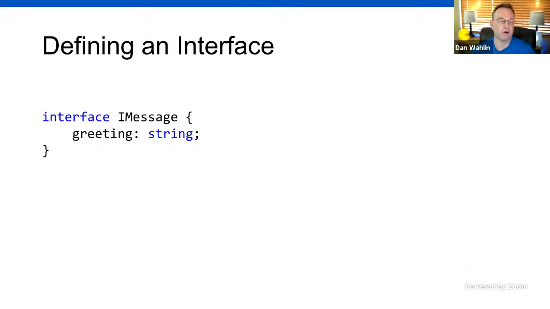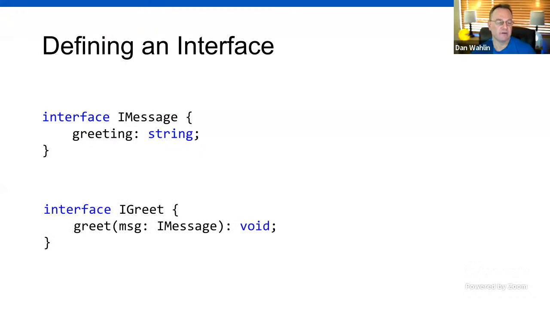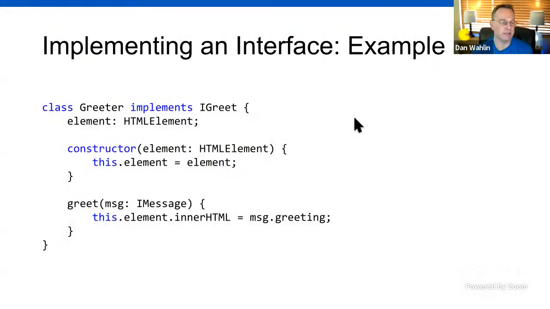All right, so here's an example of an iMessage interface. It just has a property called greeting, which is a string. Here's an example of an interface called iGreet that has a function. Notice it's a greet that takes an iMessage, so it takes a greeting, but it returns void. Well, we could now use these. Here's an example of a class that actually implements iGreet. And then notice here that the greet function is implemented.